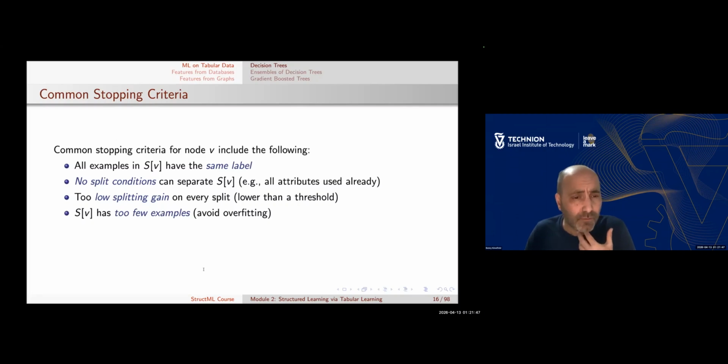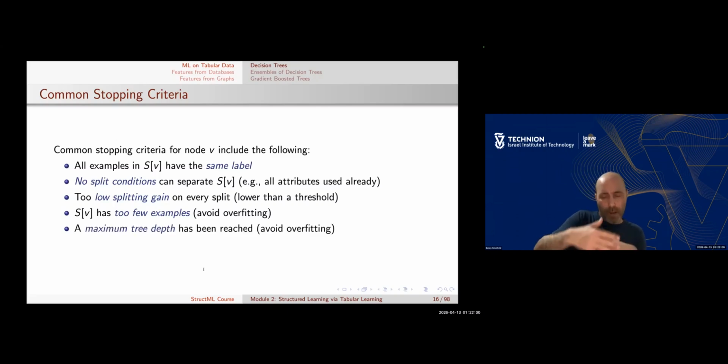It may be the case that you have too few examples. Okay, and you want to say, I'm not going to split based on these very few examples because that will lead to overfitting. Or you say, well, I'm willing to live with up to some maximum depth of the tree. I'm not going above that. So if you reach some maximum tree depth, then you can say, okay, that's where I'm stopping.